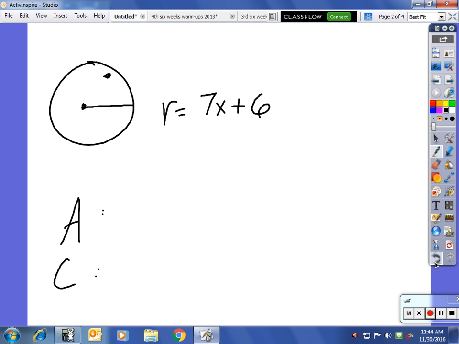It looks like a sideways face. Like this. All right. Just work it out.